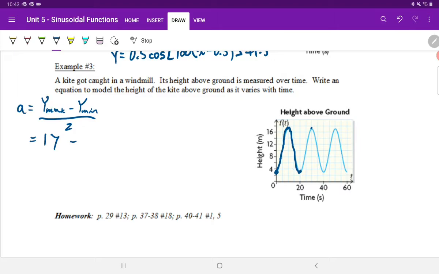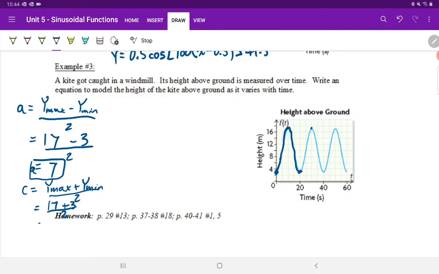So 17 minus a minimum of, looks like 3, divided by 2 is 7. Okay, so our A is 7. Let's find our C. You end up getting 17 plus 3 divided by 2, which is 10. Okay, so C equals 10. Which makes sense because I can see on my graph that the halfway line, the center line of my function, is through 10.